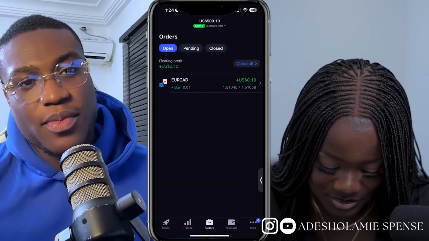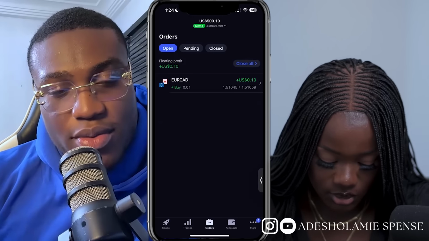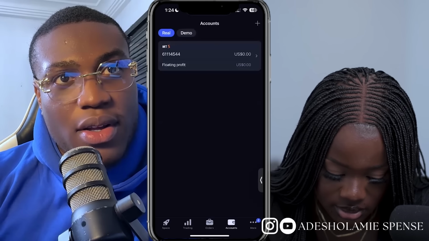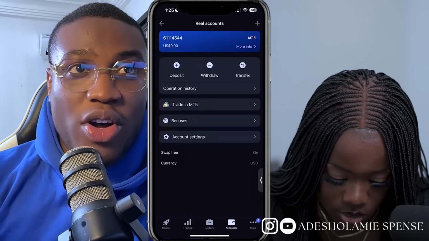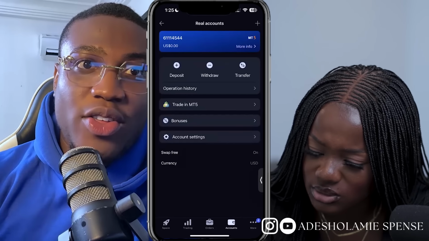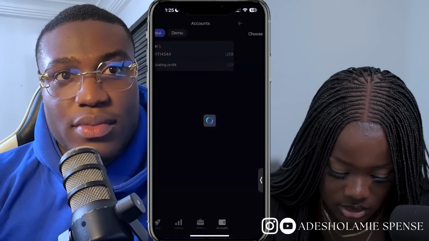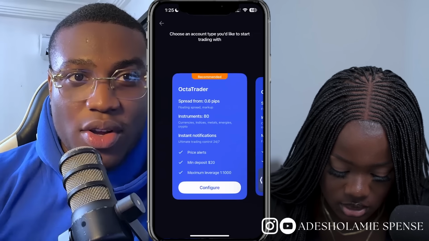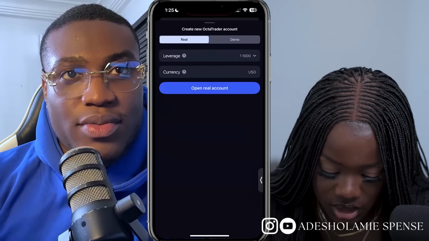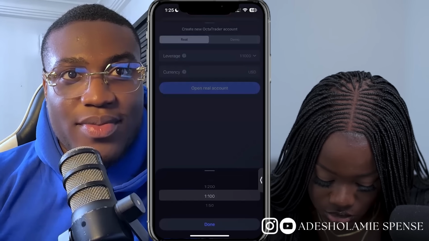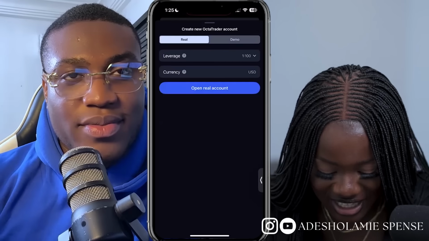So we're talking about funding a live account. To fund a live account, first you have to create a real account, right? So go to accounts. You already have one. But to create one, you can always click on the plus sign at the top, right, and open another one. You can create an Octa Trader account. Configure. Real. Okay. Choose my leverage again. I'll stick with 1 to 100. Currency USD. Open real account.